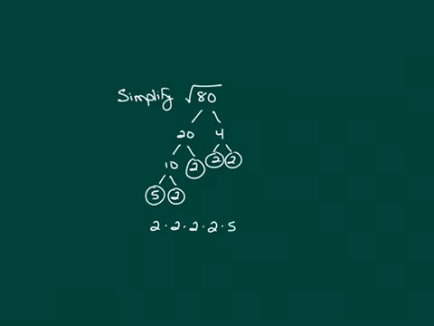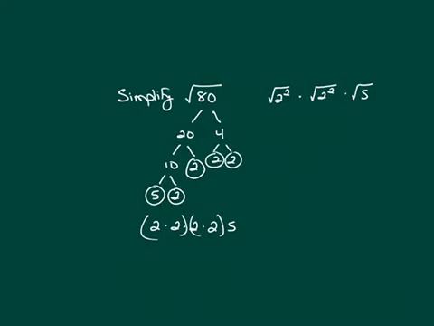And now what I want to do is take the primes in pairs if I have them and write them in square roots. So here's a pair and there's a pair. So now 80 would be the same thing as the square root of 2 squared times the square root of 2 squared times the square root of 5. Right, here's your 2 times 2 and 2 times 2.